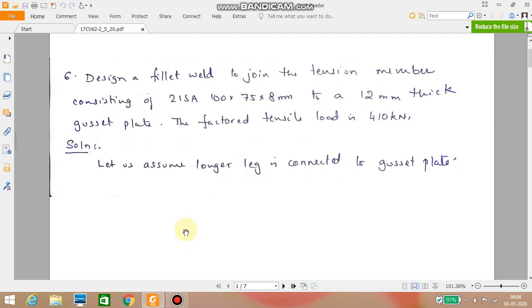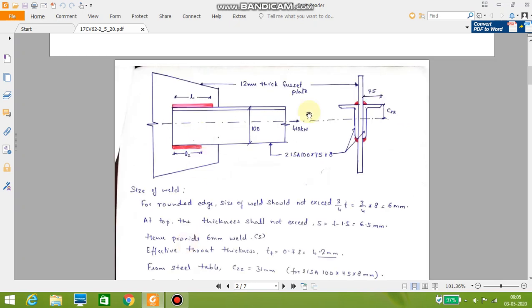So in this particular problem, they did not inform whether the two Indian standard angles are to be placed back to back or on the same side. If nothing is given, you can consider back to back or same side. Anything is okay. So here we will be considering the angle sections placed back to back, and also let us assume the longer leg is connected to the gusset plate like this.